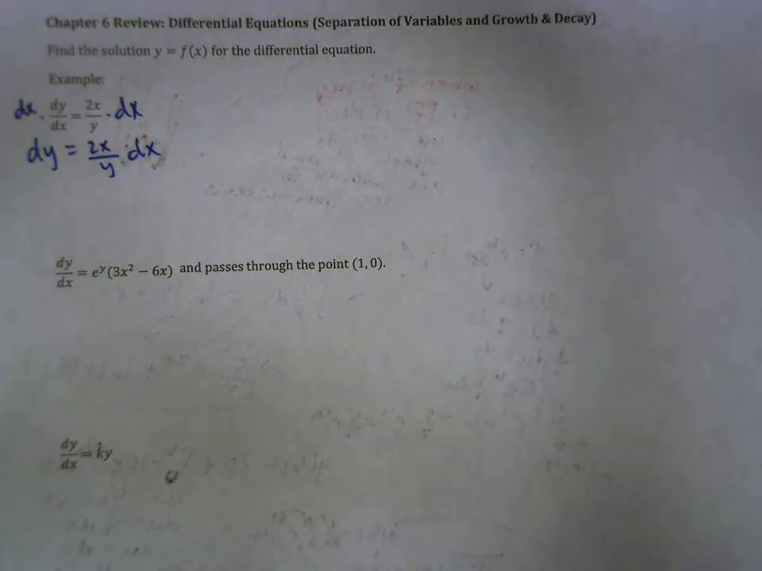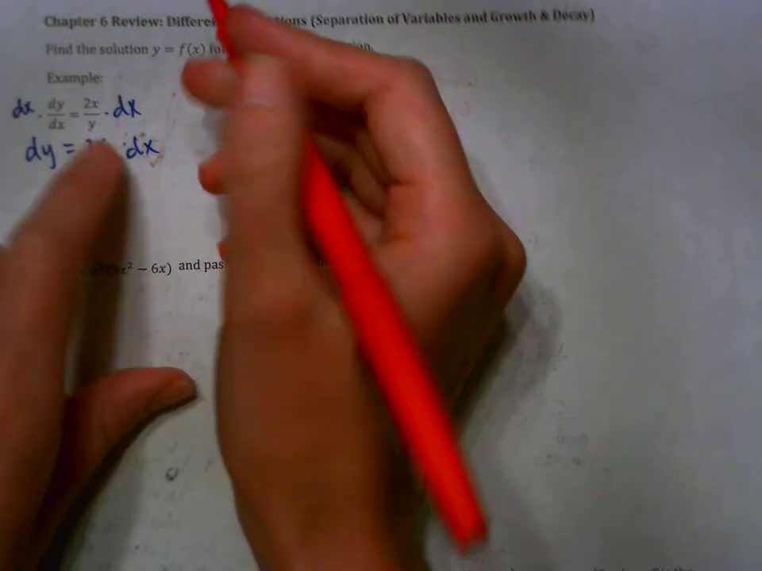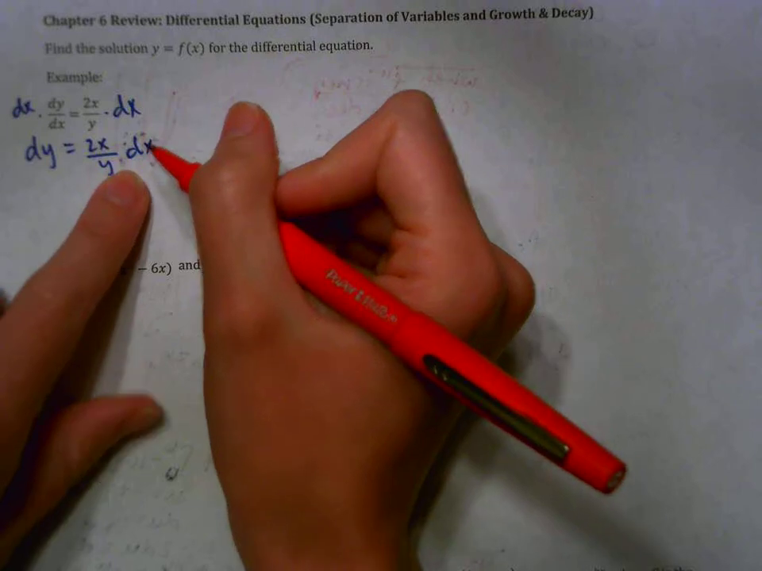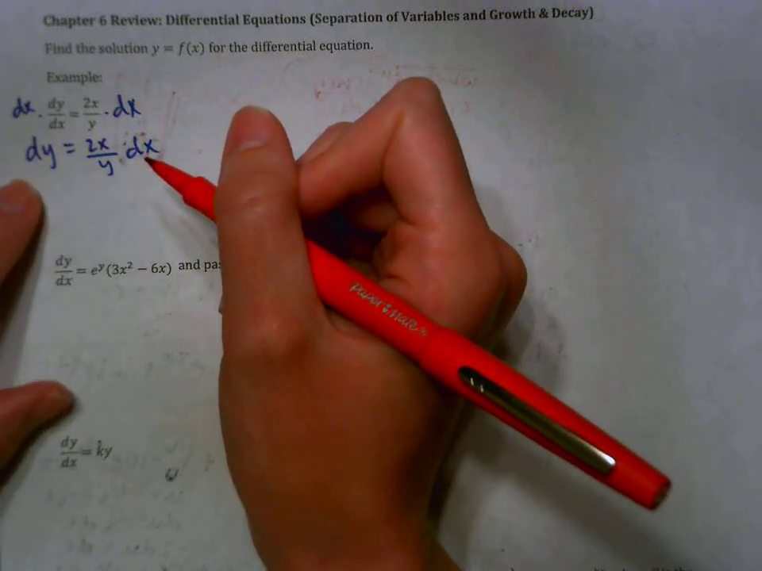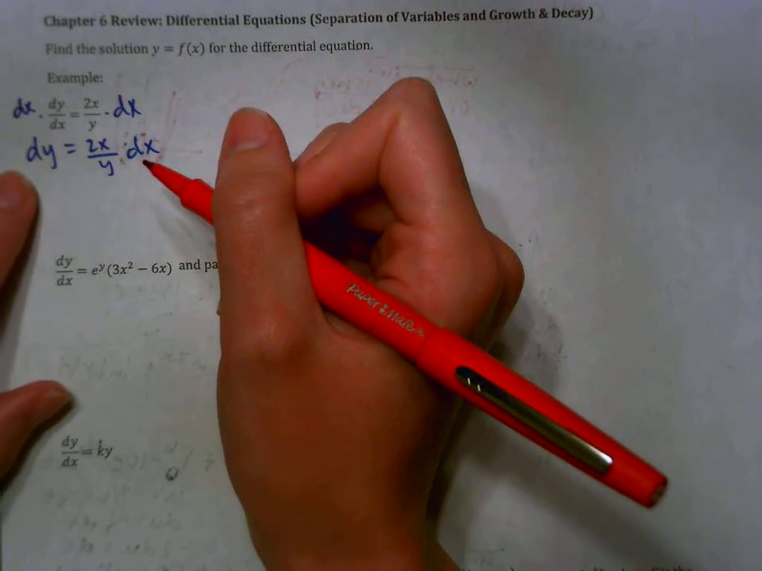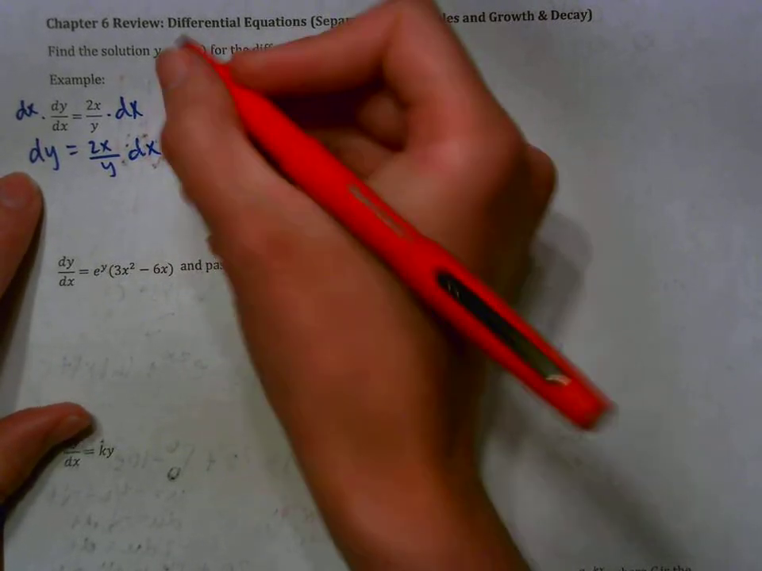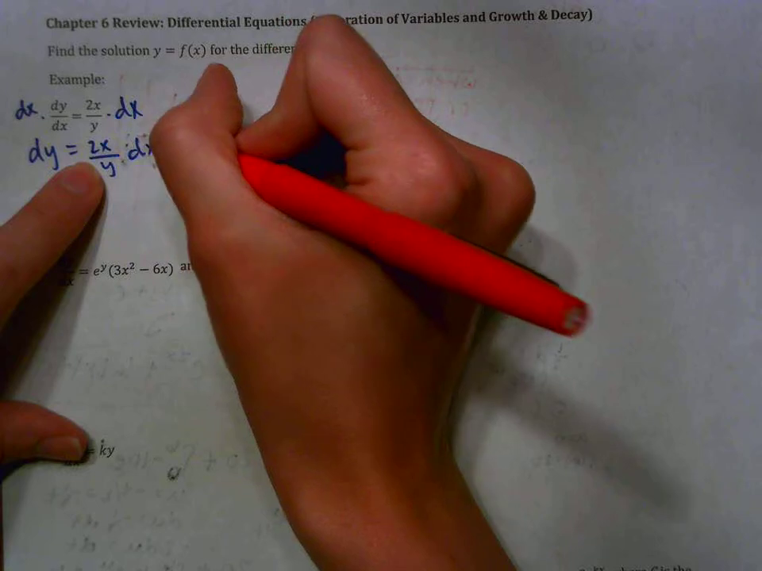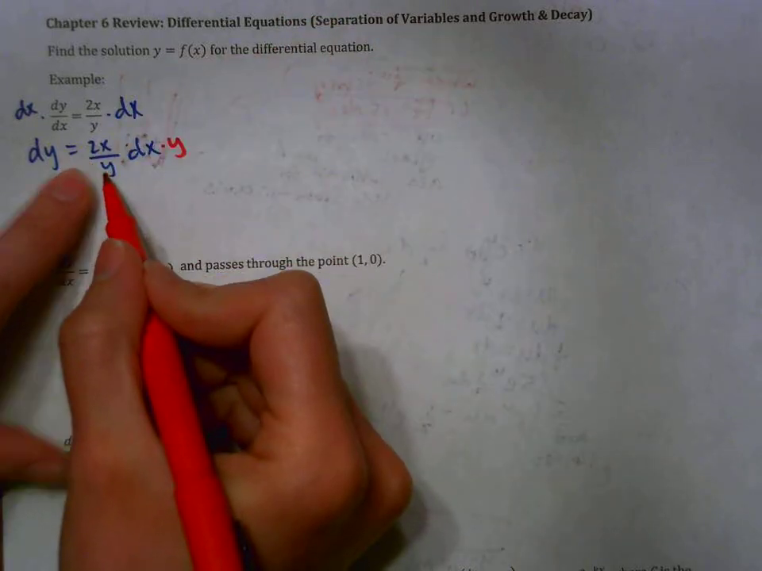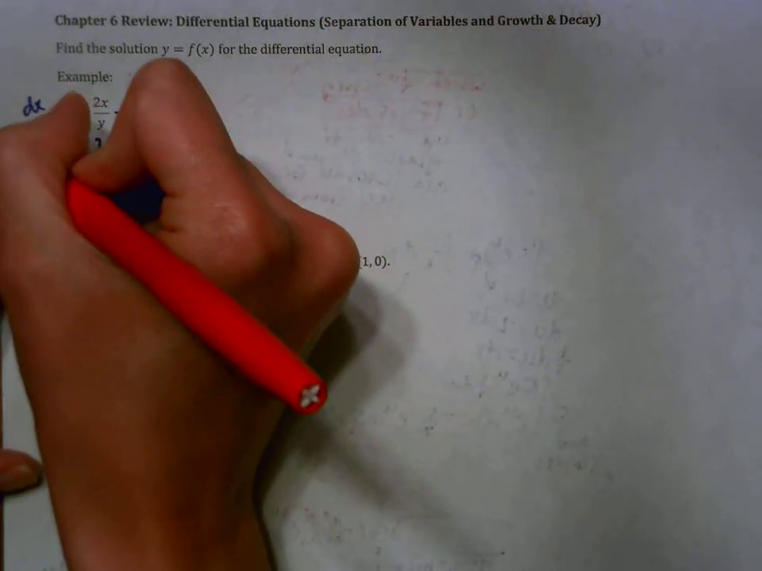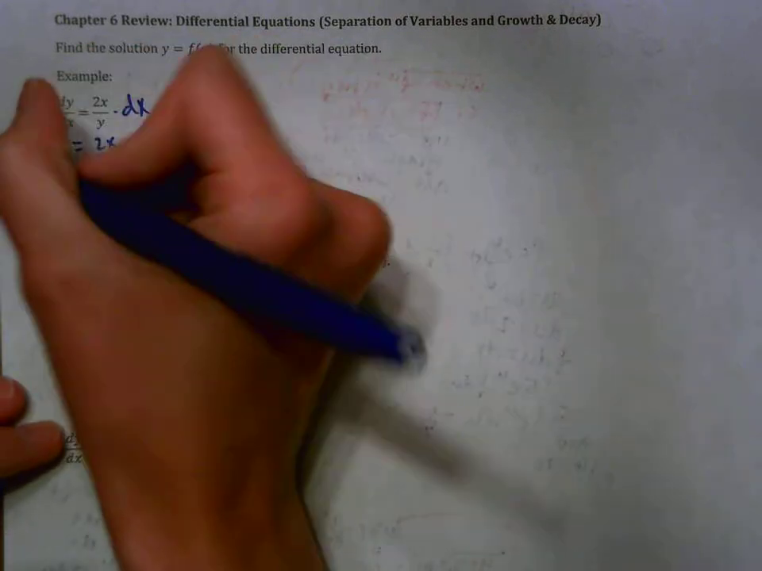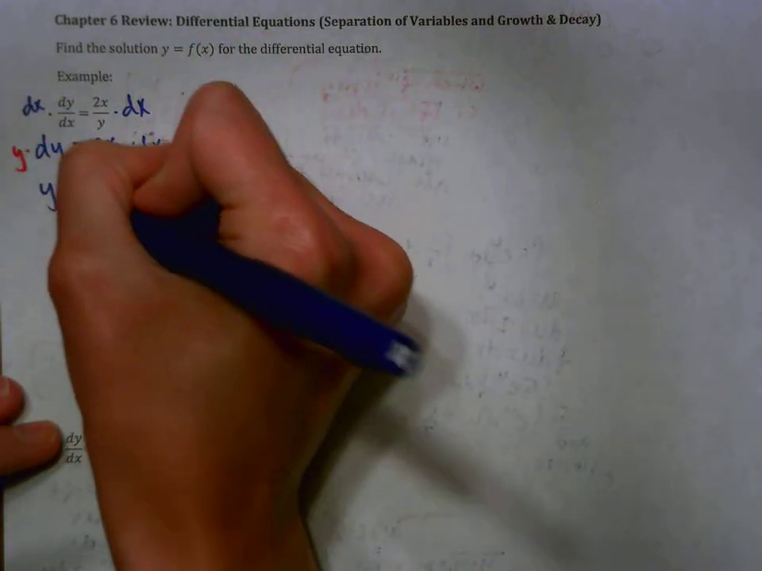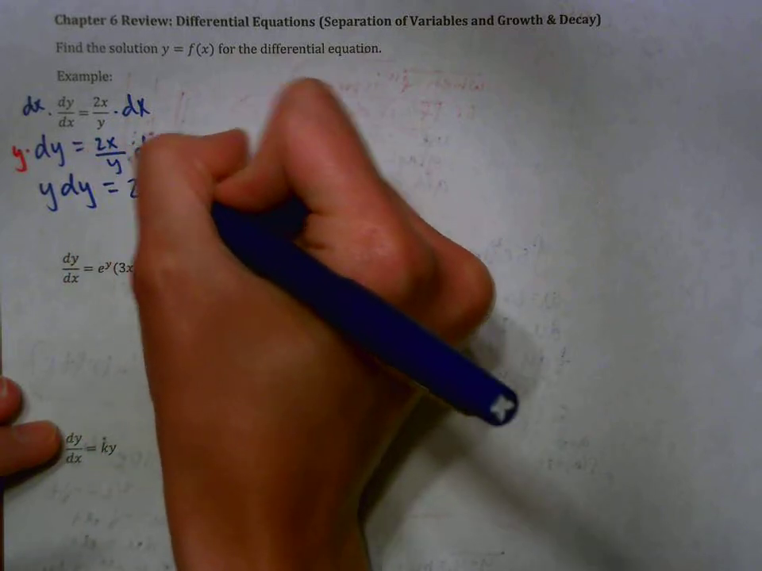So then we need to move any y's over here, but we can only move it, remember, by multiplying or dividing. Never, ever, ever move a y over by adding or subtracting, or else it's not separable and you can't integrate it. But in this case, we would multiply by y since we're dividing by y. So we're multiplying by y over here. So then I'm going to rewrite my equation as y times dy equals 2x times dx.